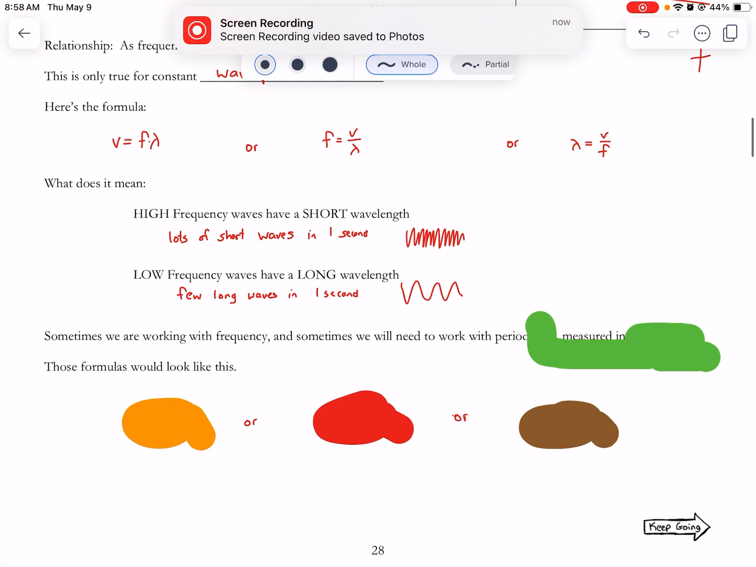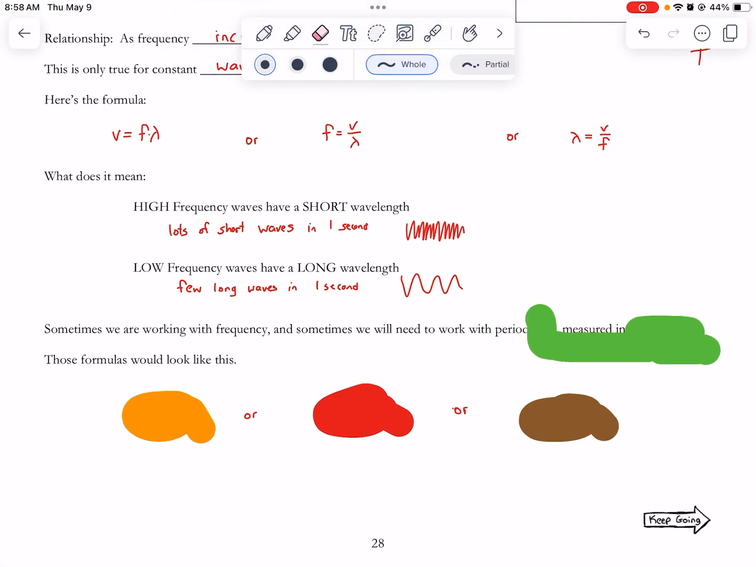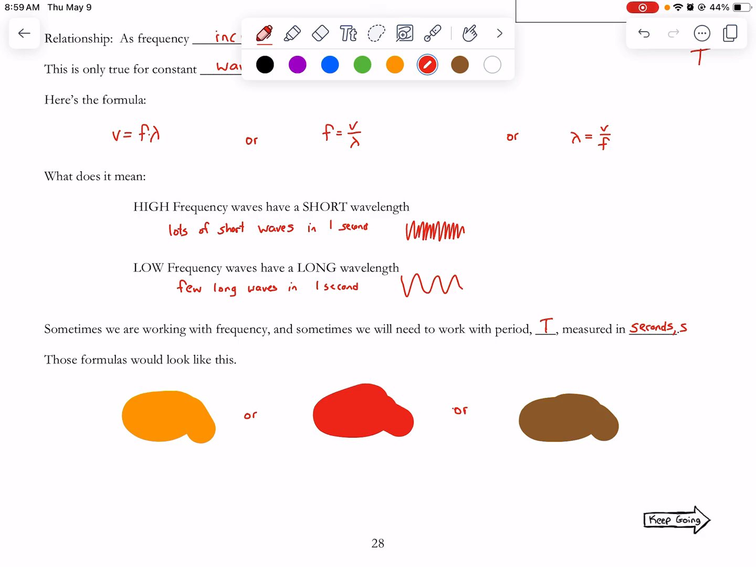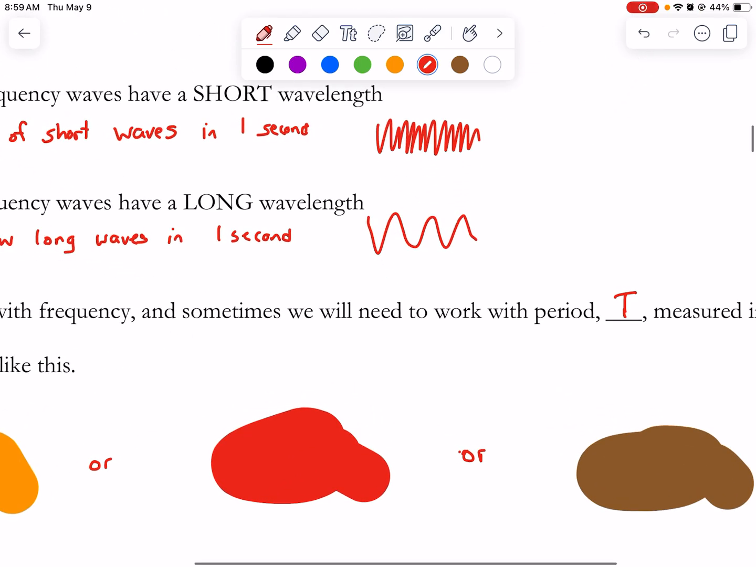So let's look at what the period does in the place of frequency. Period is like frequency but different. Period tells you how much time it took, whereas frequency is counting how many go by in a certain amount of time, which is the second. So the period is a capital T, and it's measured in seconds. And if we think about the relationship between those, the period is 1 over the frequency.